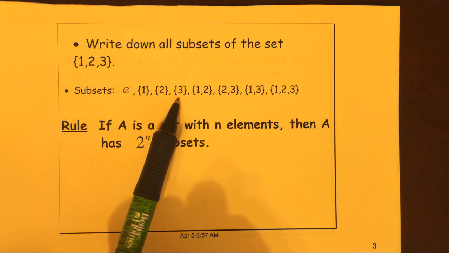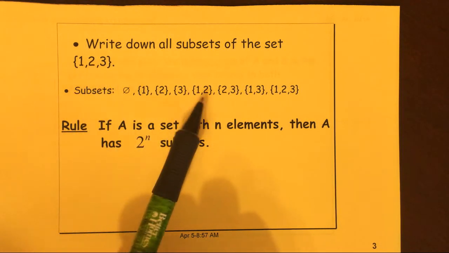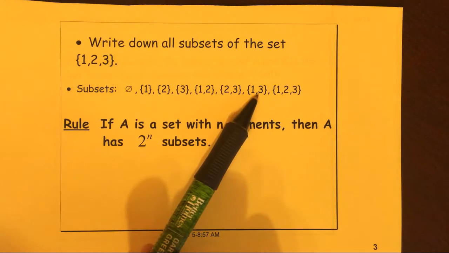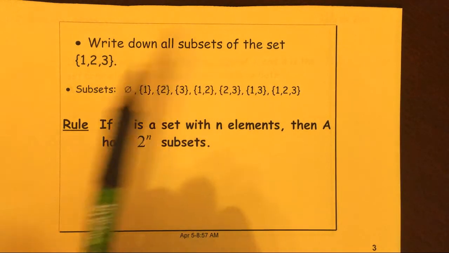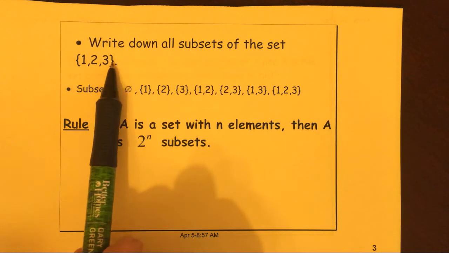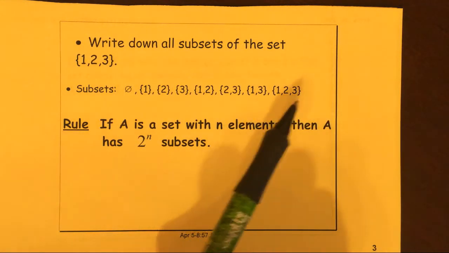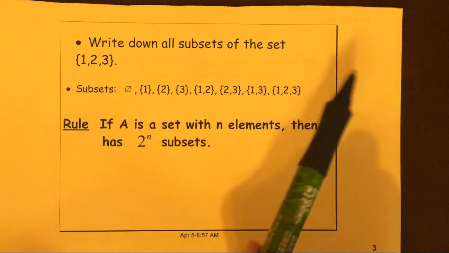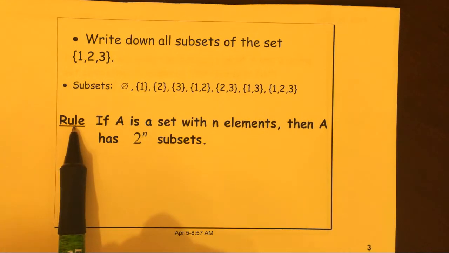Then I'm going to do my elements in pairs. I've got 1 and 2, and 2 and 3, and 1 and 3. Then I'm going to do my elements in triples. 1, 2, 3. If I had a fourth element, I'd do triples, triples, triples, and then 4. So you might be wondering, how do you know when you're done? There's a rule. Remember we said that all sets have a rule.